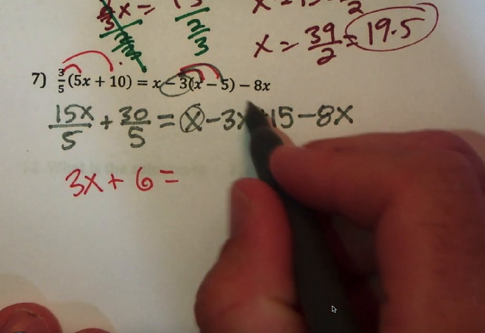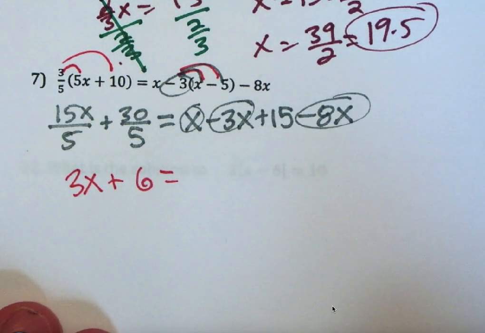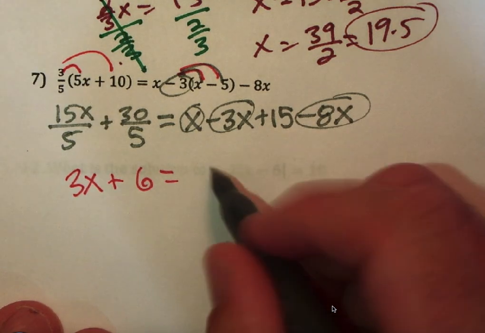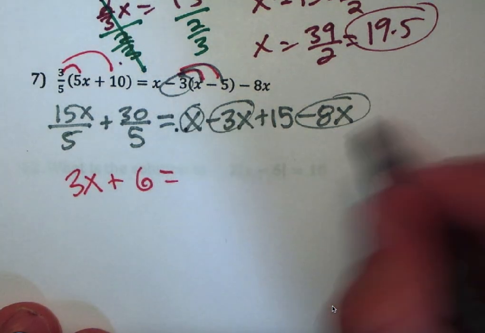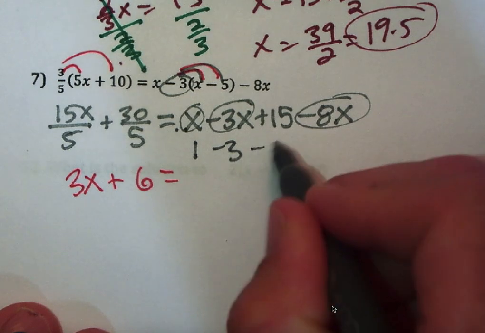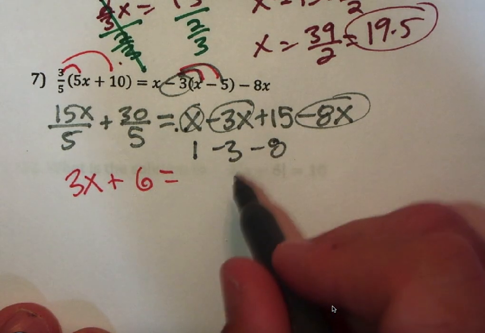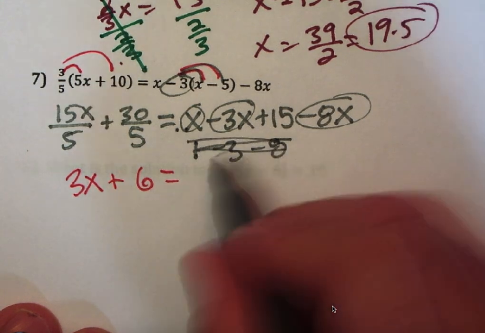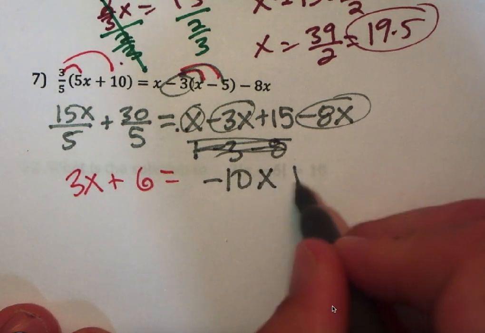So this is 3x minus 2x minus 8x. So it's basically 1 minus 3 minus 8. And that will get us negative 10x plus 15.